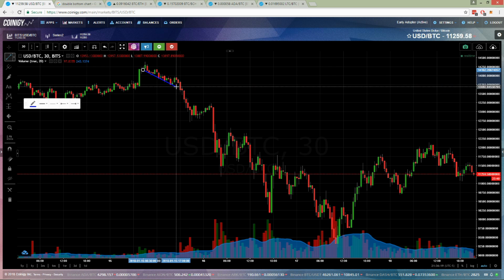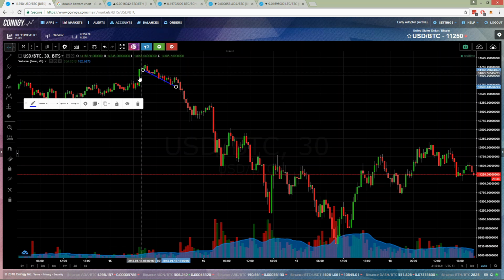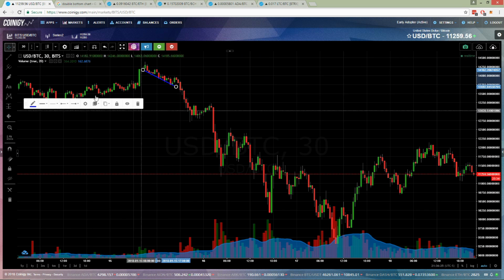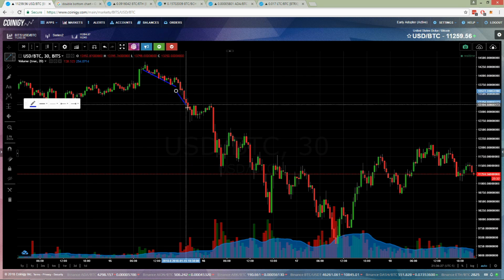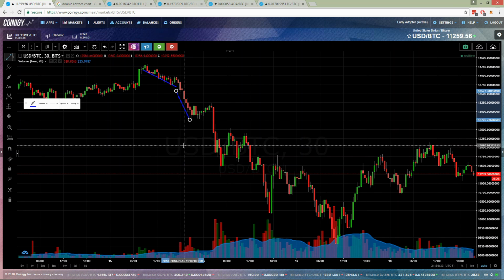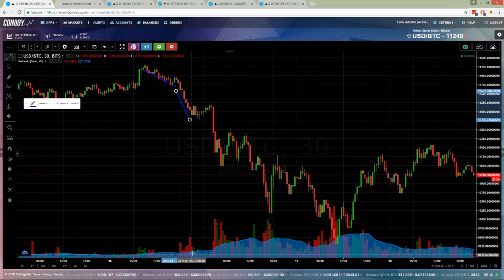We see a drop to here. This is a pretty normal drop for this chart. This here is not as normal. This is a little more extreme. So why did this happen here? Well, it's simply because of this. These are a bunch of sell orders that came in and caused this drop here.